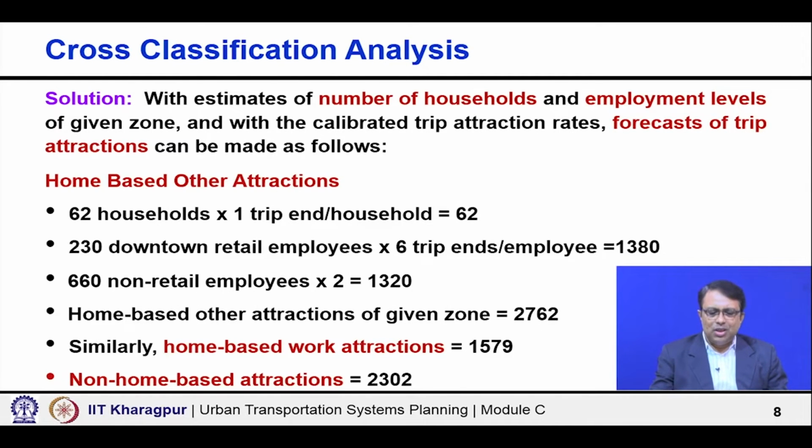So, what do we do? With the estimated number of households and employment levels of the given zone and with the calibrated trip rates, exactly as we did for the trip productions, in the same way we try to forecast the trip attractions. How do we do that? Let us say first home based other attractions. We have 62 households and we have one trip per household. Okay. Now, home based other.